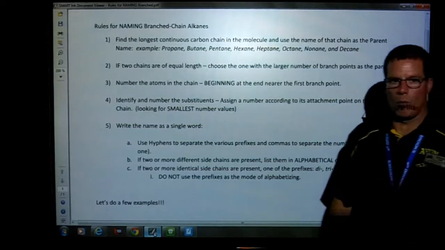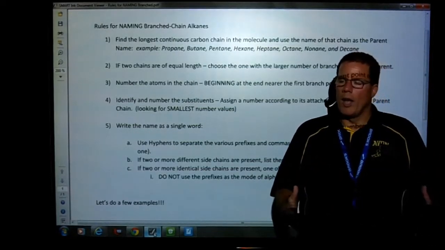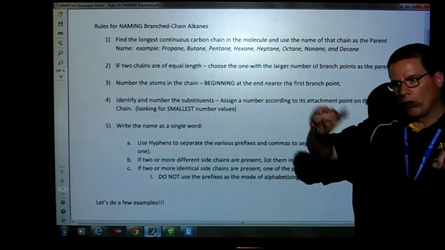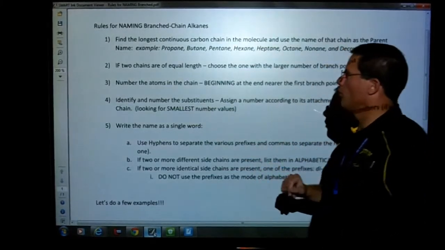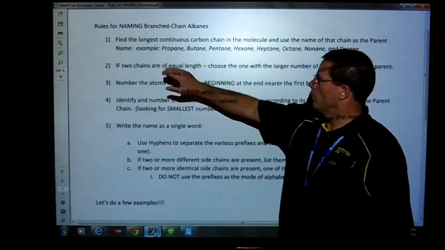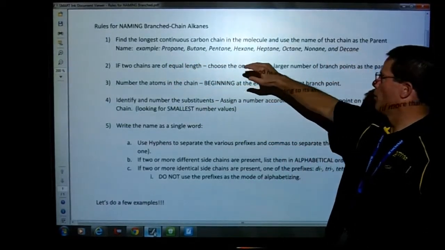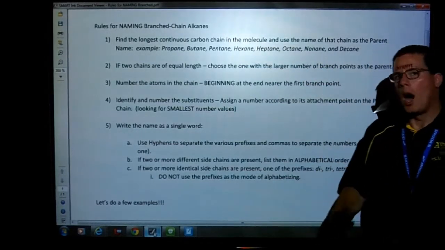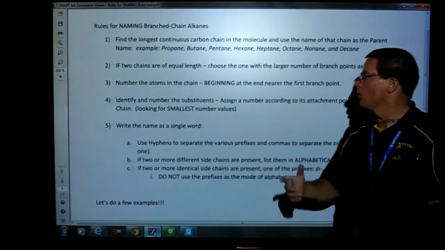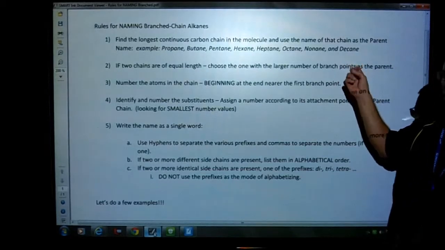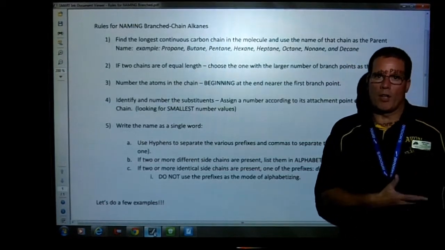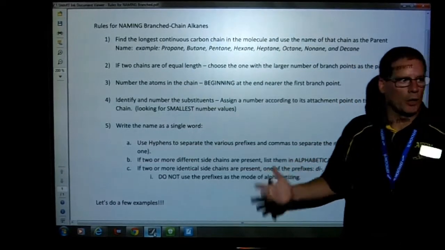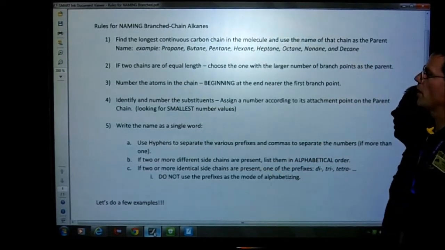the parent name. So whenever we draw or write out our names for these alkanes, we want to make sure we know what is the longest chain. We'll do some examples of that in a moment. Some examples are propane, butane, pentane, hexane, heptane, octane, nonane, and decane. I'll make sure that we won't get any larger than decane, and if we do, then I'll give you that parent name. But for all practical purposes, we don't need to get any larger than decane.